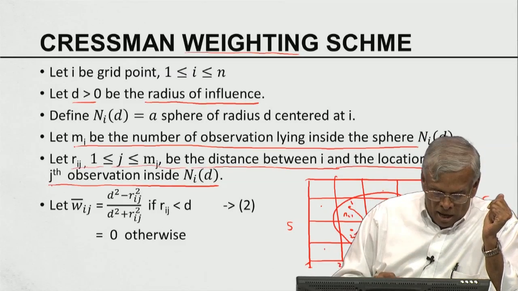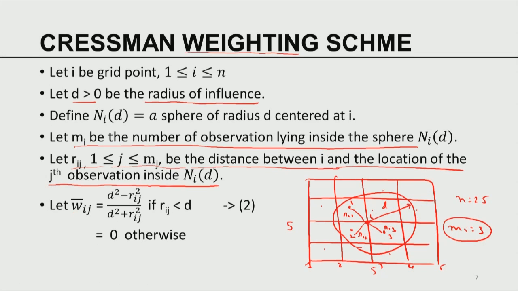So what did Cressman and his group do? They devised a weighting scheme W_ij. Please remember that W is a matrix, and W_ij are the elements of the matrix. So W bar ij is the ijth element of the matrix that affects the ith grid. And W bar ij is equal to D squared minus R_ij squared divided by D squared plus R_ij squared. So this weight is less than 1 for all R_ij less than D, that was the non-zero weight. Otherwise it is 0.